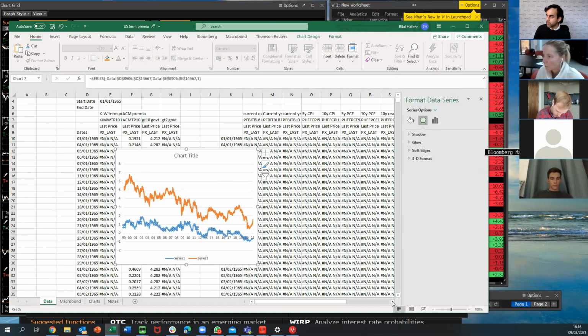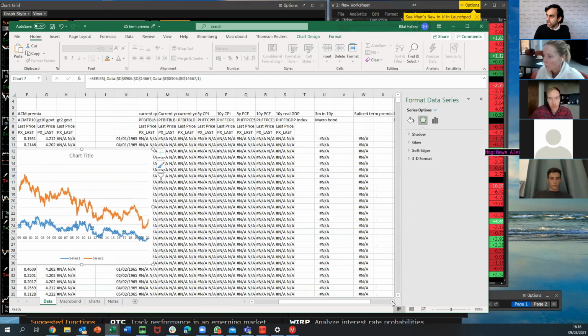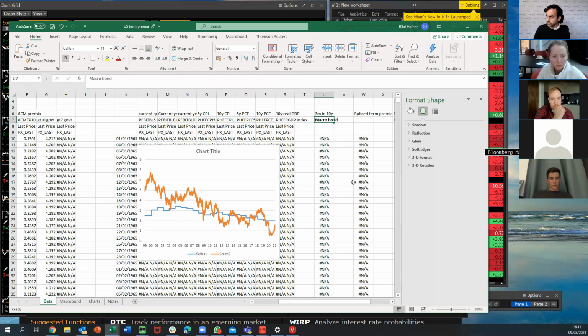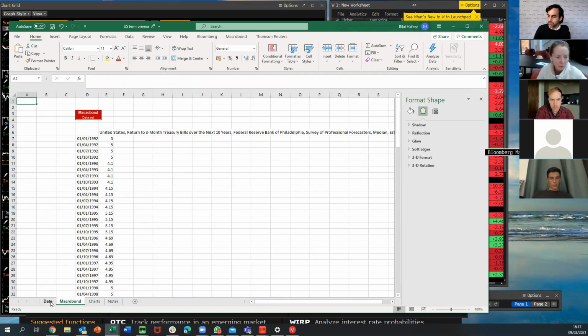Then I'm going to compare that to where short-term interest rates are expected in 10 years' time. And I'm going to pull that in over here. So this is kind of long-term expectations of short-term rates. And I got this data from Macrobond. I couldn't find it on Bloomberg, so I went to Macrobond and got the data from there.